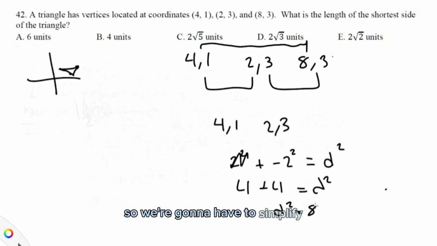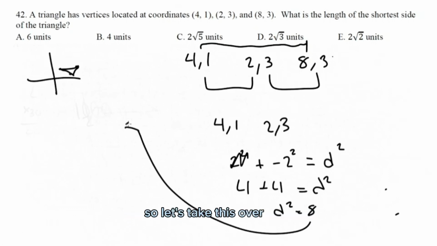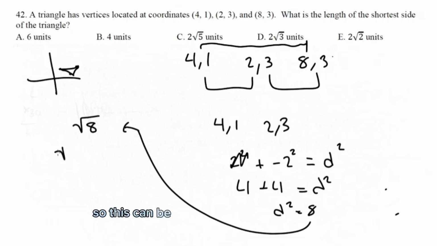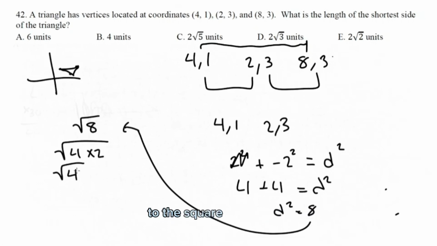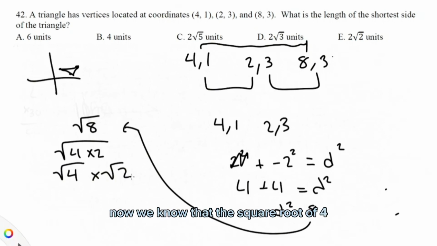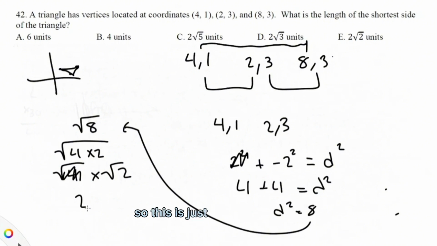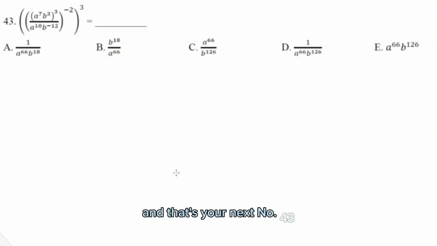So we're going to have to simplify it. So let's take this over here. So we have the square root of 8, because that's not a perfect square, so we're going to have to simplify it. So this can be broken down into 4 times 2, which can be broken down further to the square root of 4 times the square root of 2. Now we know that the square root of 4, that's just 2. So this is just 2 times root 2.